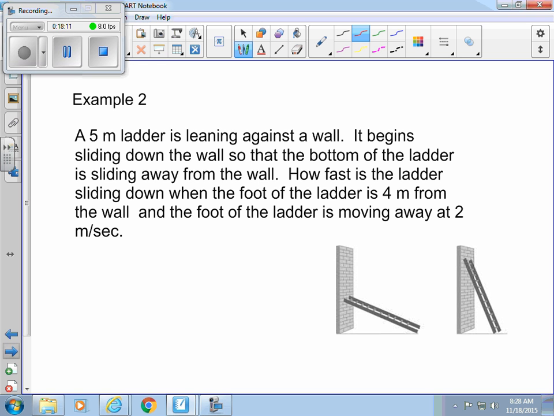A 5-meter ladder is leaning against a wall. It begins sliding down the wall so that the bottom of the ladder is sliding away from the wall. How fast is the ladder sliding down the wall when the foot of the ladder is 4 meters from the wall and the foot of the ladder is moving away at 2 meters per second?